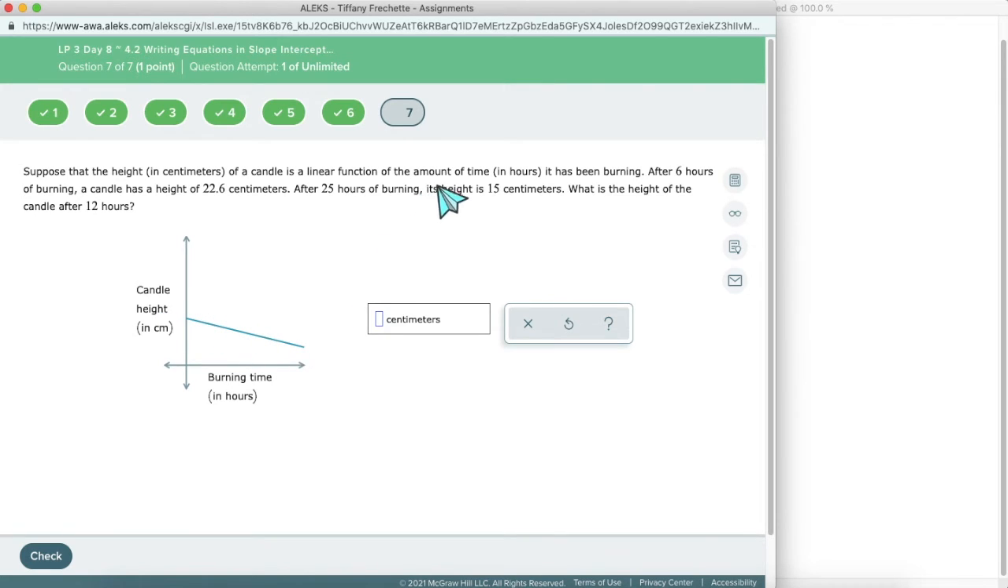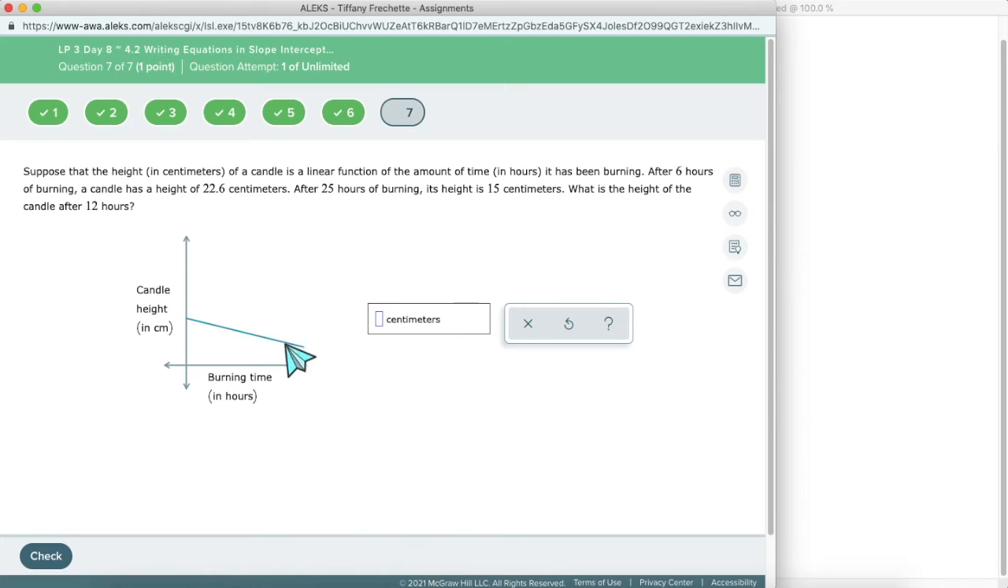Well, that makes sense. If you burn a candle, the height is going to go down. This line is going down. And it should burn at the same rate. It shouldn't burn faster or slower as time goes on. It should pretty much burn at the same rate. So it should be going down in a nice straight line as far as the height goes.